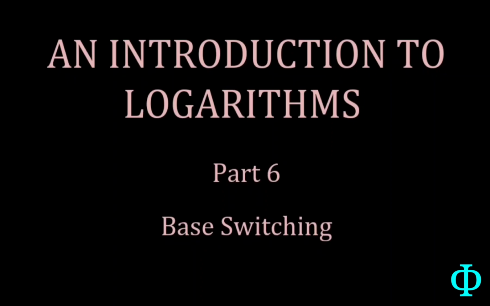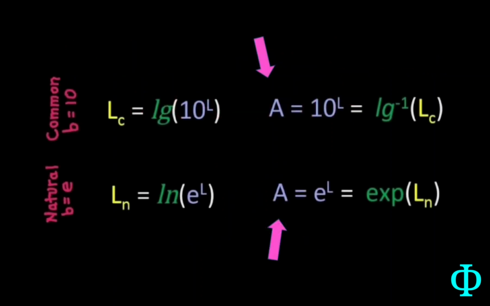Part 6. Base switching. To make clear what will be presently shown, the two anti-logarithm expressions on the right are now re-expanded and differentiated like this. A means any anti-logarithm value, including 10 to the L, or e to the L, or the value of any other exponential.